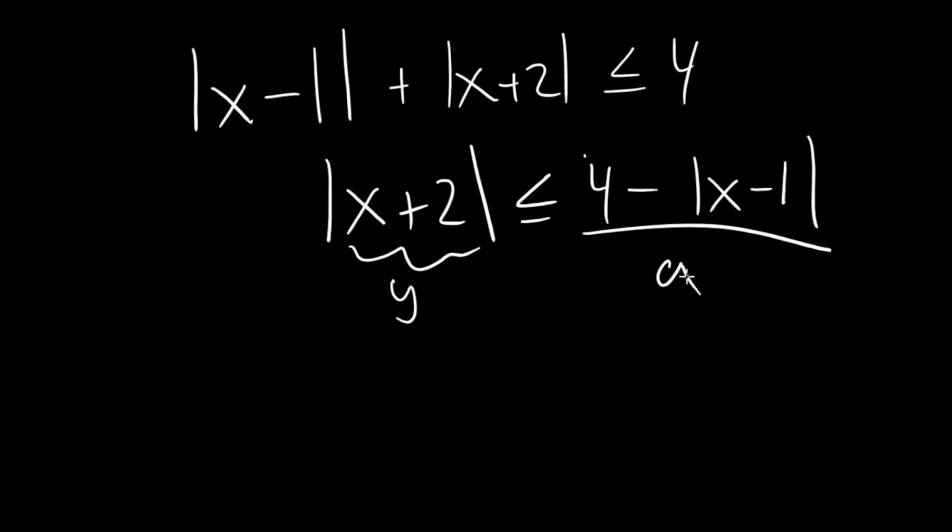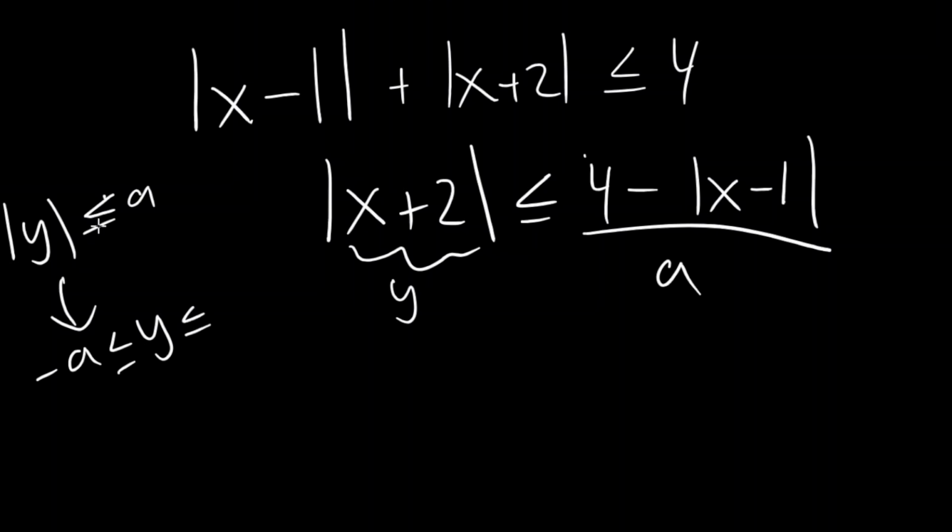This is just the standard rule we learned earlier. So if you have the absolute value of y less than or equal to a, what we know is that minus a is in between. Actually, it's going to be less than or equal to, because the equal to sign is here. And y is between minus a and positive a. Now, if that doesn't make sense, go ahead and review the video.